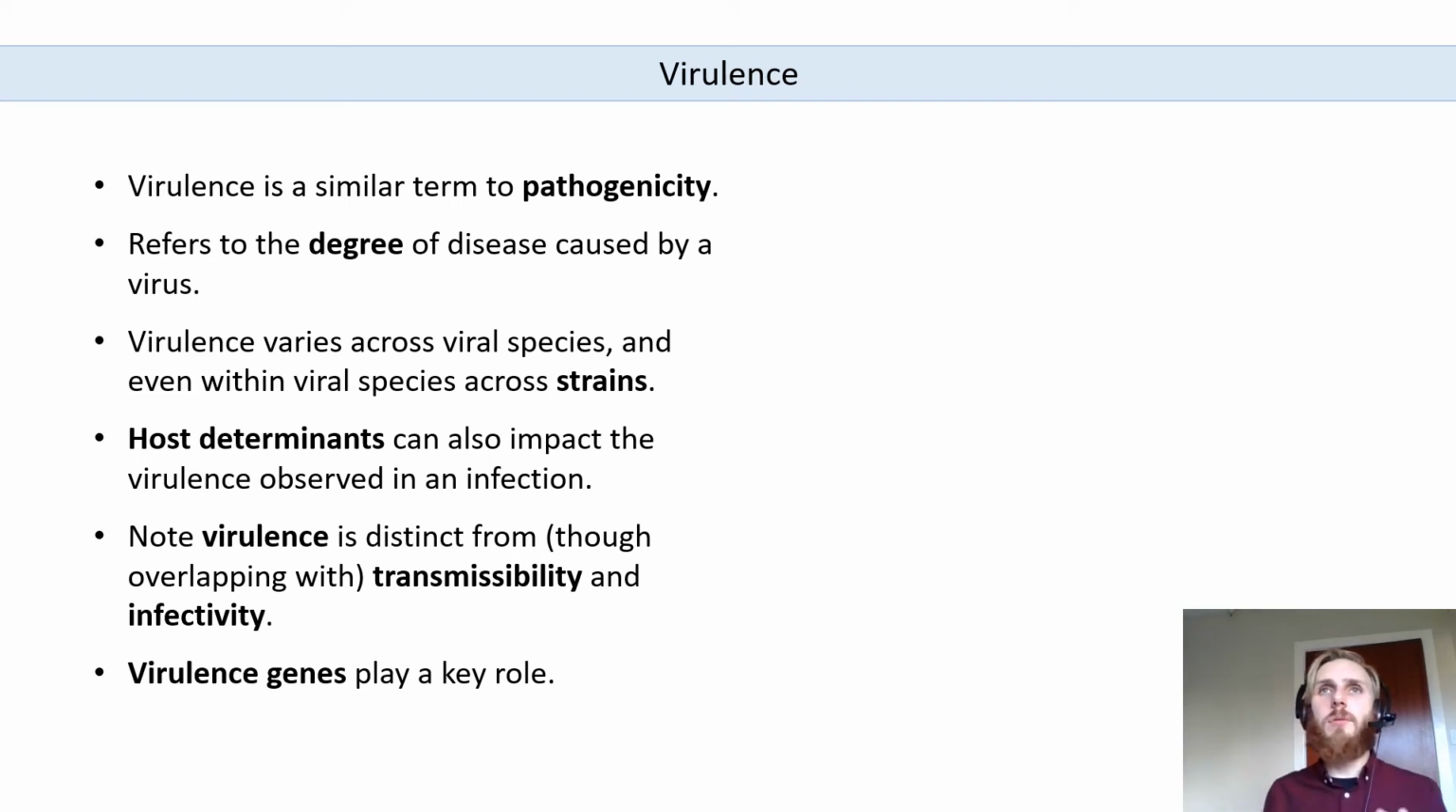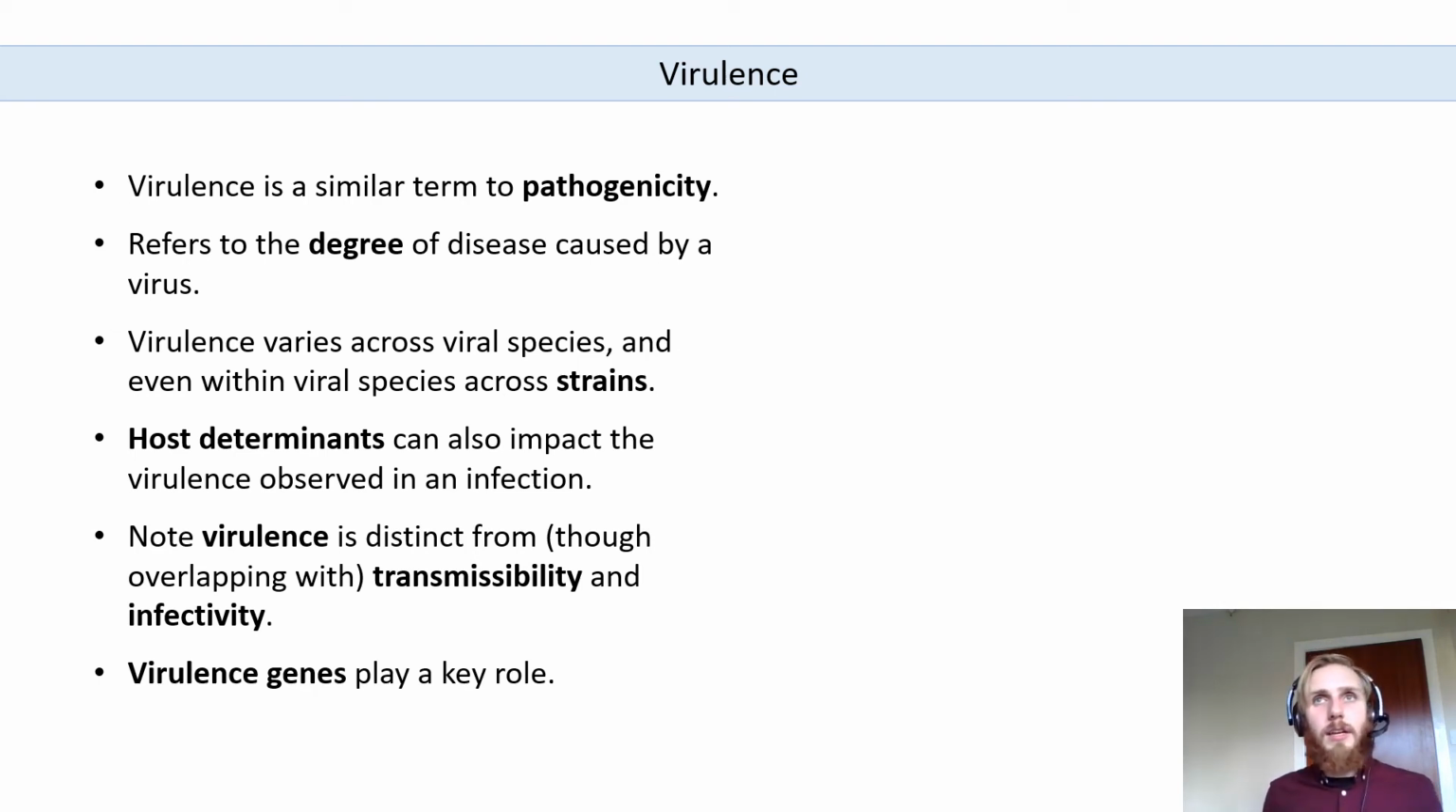The main thing we focus on when we're talking about virulence is the presence of what we call virulence genes. And virulence genes are specific genes that encode factors that impact the ability of a microorganism, in this case viruses, to cause disease, essentially. So whether or not the virus has these particular genes determines the degree of disease it causes. So again, that's why they're called virulence factors.